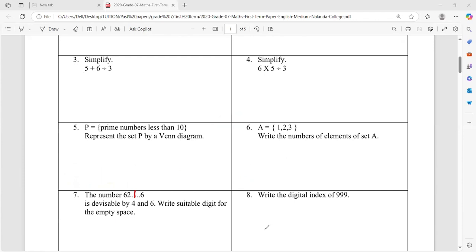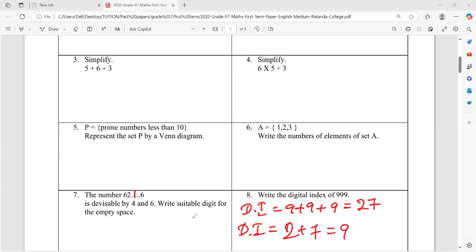And write the digital index of 999. That means digital index or digital root, we can call it. Let's say 9 plus 9 plus 9, which is equal to 27. Then you have to take again the digital index, 2 plus 7, which is equal to 9. So the digital root of 999 is 9.